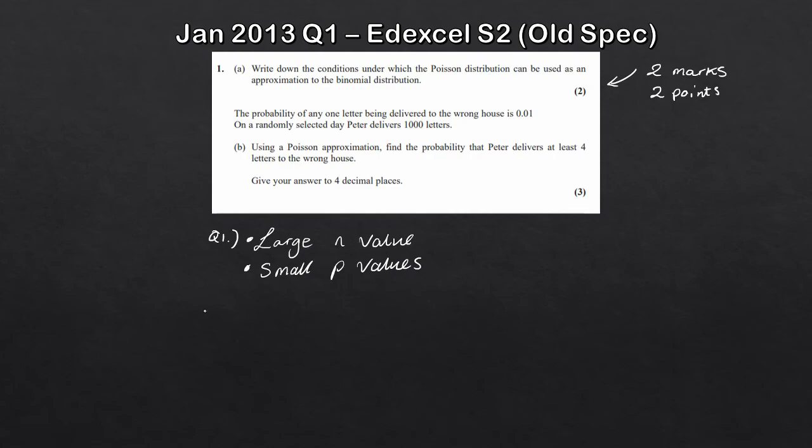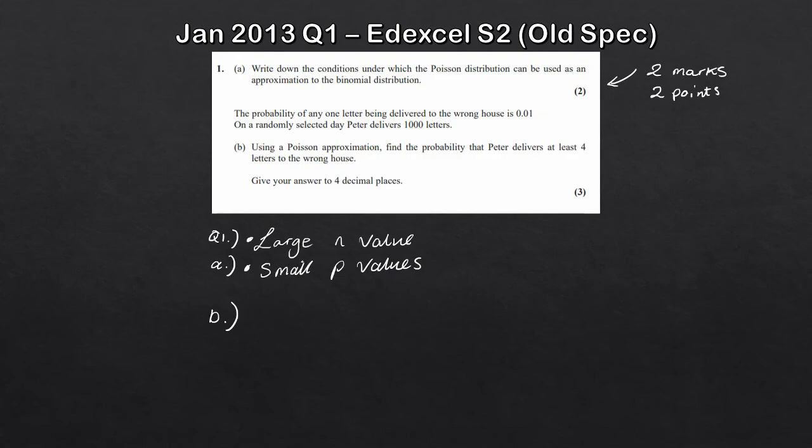Now in part B, it actually wants us to carry out an approximation. So this is again something you'll be assessed on, being able to approximate from a Poisson distribution to a binomial. So we're told the probability of any one letter being delivered to the wrong house is 0.01. So that satisfies that. It's a small p-value, a p-value of 1%. So we have a small p. We have a large n here, 1,000. So we know this is a good approximation.